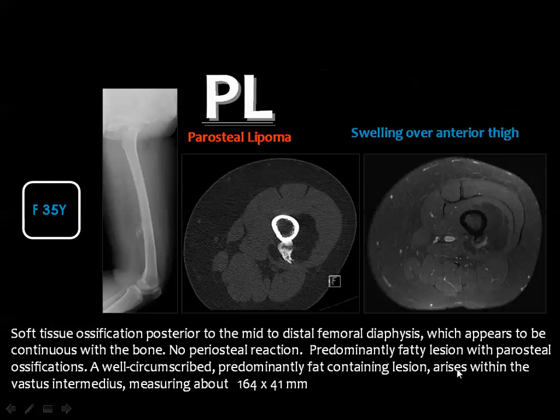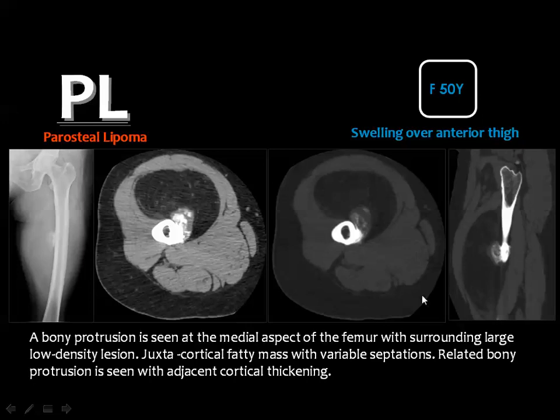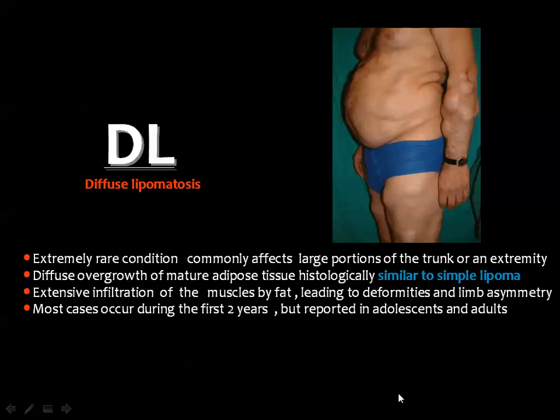And you see here, this is an example, and you got a fatty mass which is adjacent to the cortex of the femur with this ossification extending into the lipoma. In the CT scan, you see the fatty mass, and in the MRI fat suppressed image, you see the fatty mass with the bone projection. Another example of a parosteal lipoma in the thigh with the classic bony reaction or protrusion coming from the femoral cortex into the lipoma itself.